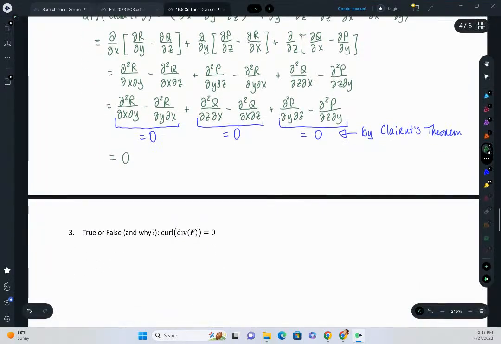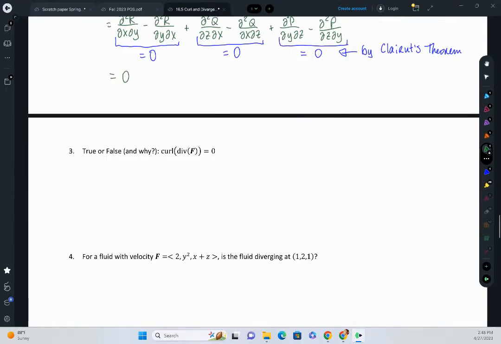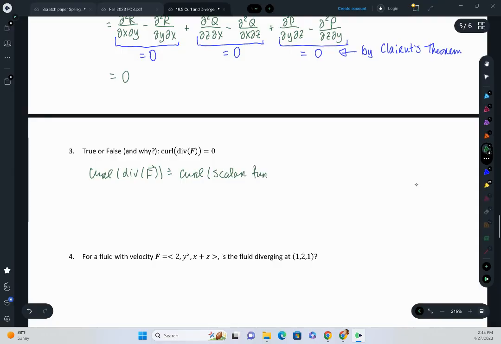Okay. Now, true or false, and why, would the curl of a divergence be 0? Let's check this out. Curl of the divergence of f. Well, what is the divergence of f? Is it a vector or is it a scalar? Well, divergence is a dot product, and so a dot product gives us a scalar function. That means we're trying to calculate the curl of a scalar function. But a curl requires a cross product, and a cross product requires two vectors. So this is not possible.